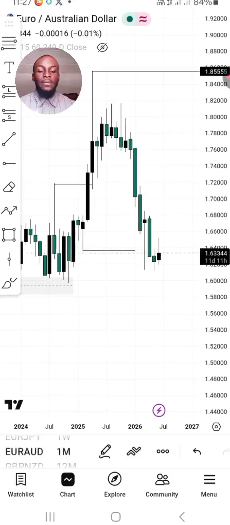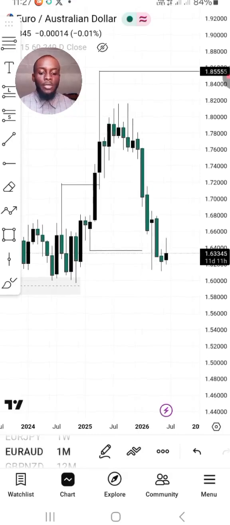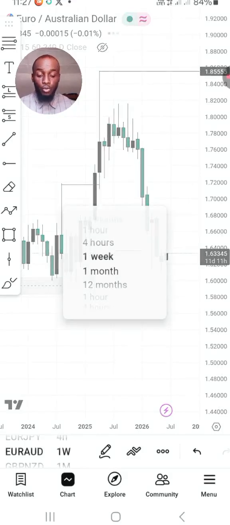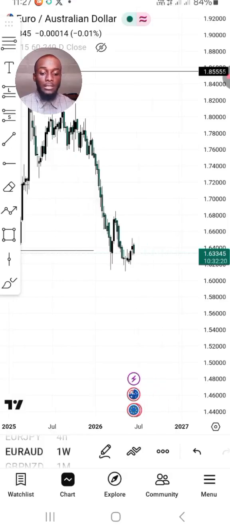So on the monthly time frame, price is currently bullish. Let's move down to the weekly time frame to know what price is really saying at the moment.